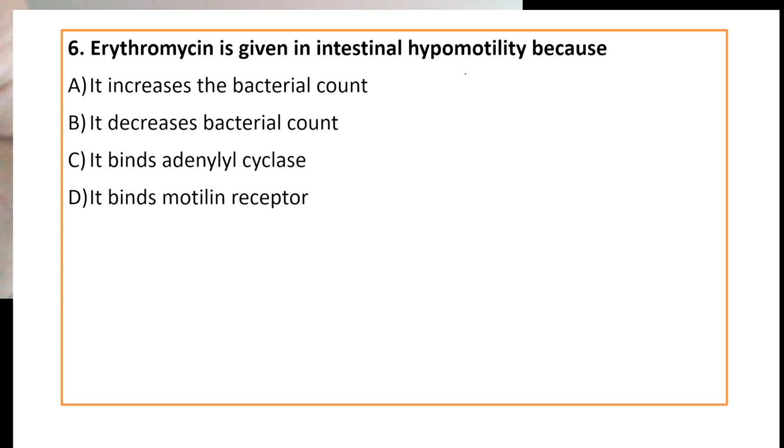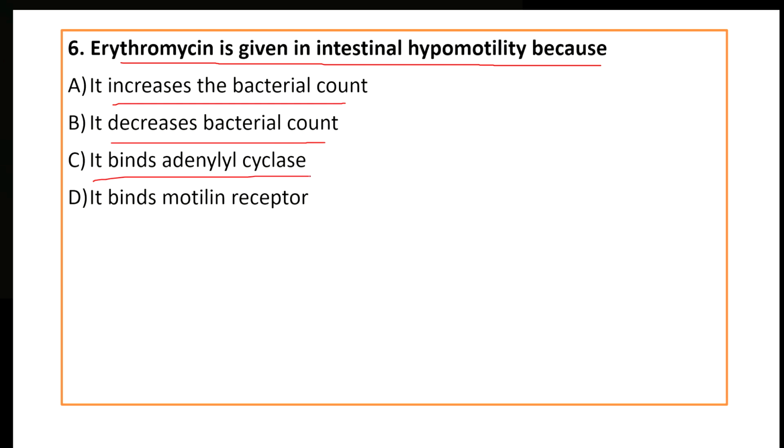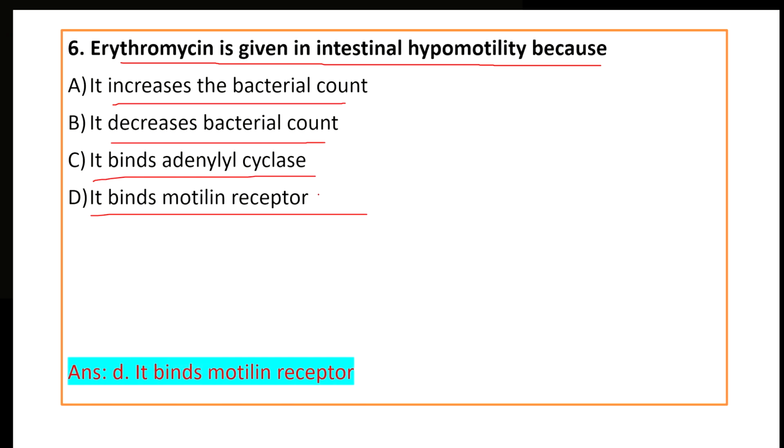Go to the next question: erythromycin is given in intestinal hypomotility because why? There are four options: it increases the bacterial count, it decreases the bacterial count, it binds adenyl cyclase, or it binds the motilin receptor. Option D is correct because it binds the motilin receptor. Okay, go to the next question.